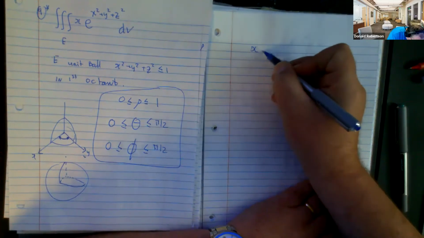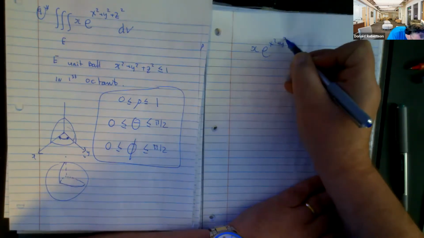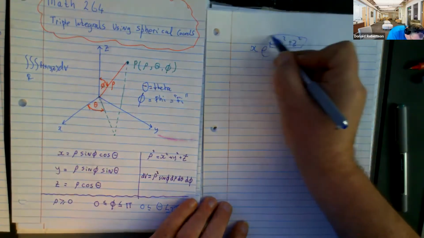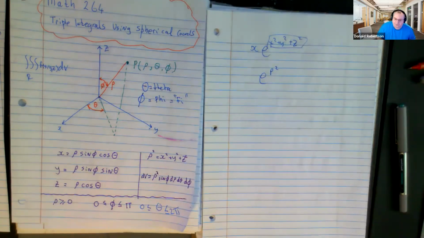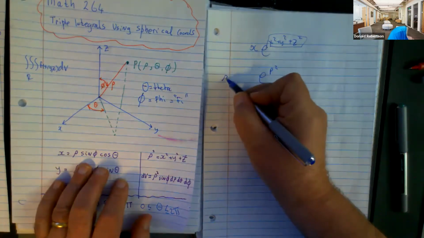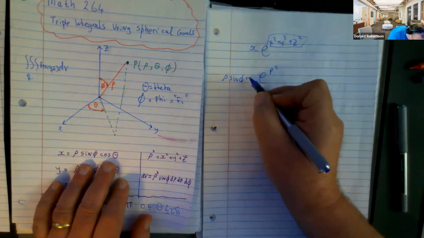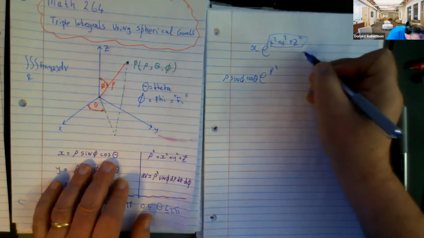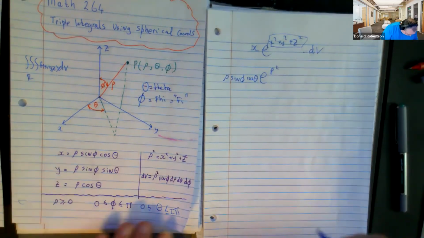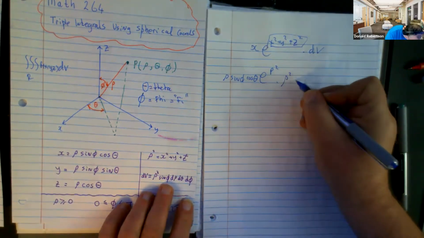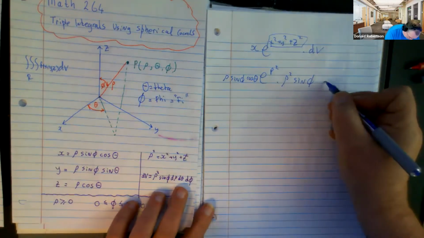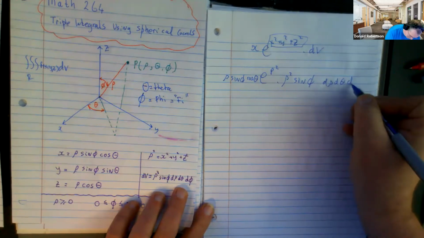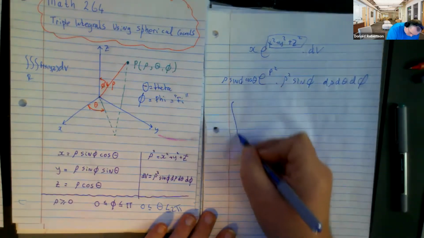Now we have x e to the x squared plus y squared plus z squared part. Okay, well, I know who you are. You are rho squared. And I know who x is. He's rho sine phi cosine theta. And while we're at it, why don't we stick in the dV? And the dV says another rho squared sine phi, and then we can do the d rho d phi, I guess, d rho d theta d phi. Right, I think we got everybody then.